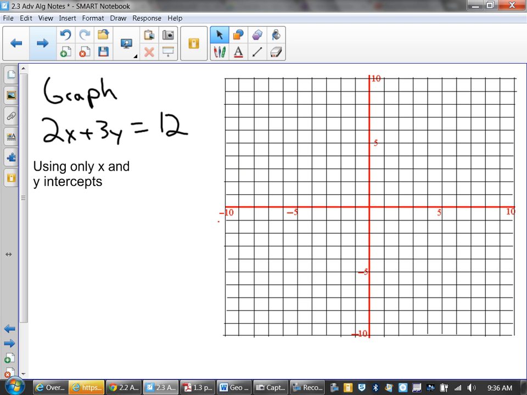I have 2x plus 3y is 12. And once again, don't worry about graphs. You don't have to be fancy, you don't have to be perfect. What I want to look at here is if I want to find the y-intercept, that means x is equal to 0. Cover it up. What's your y-intercept? 4.